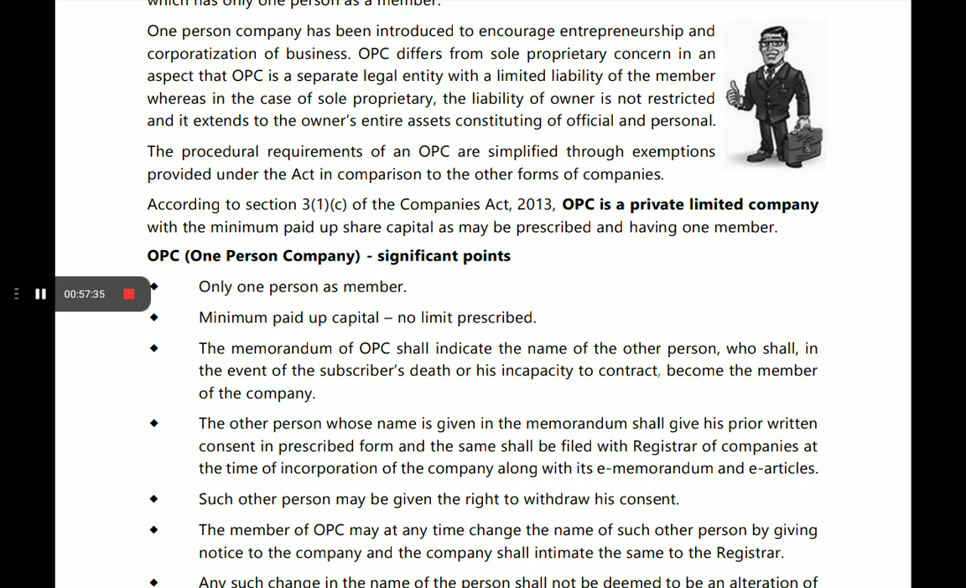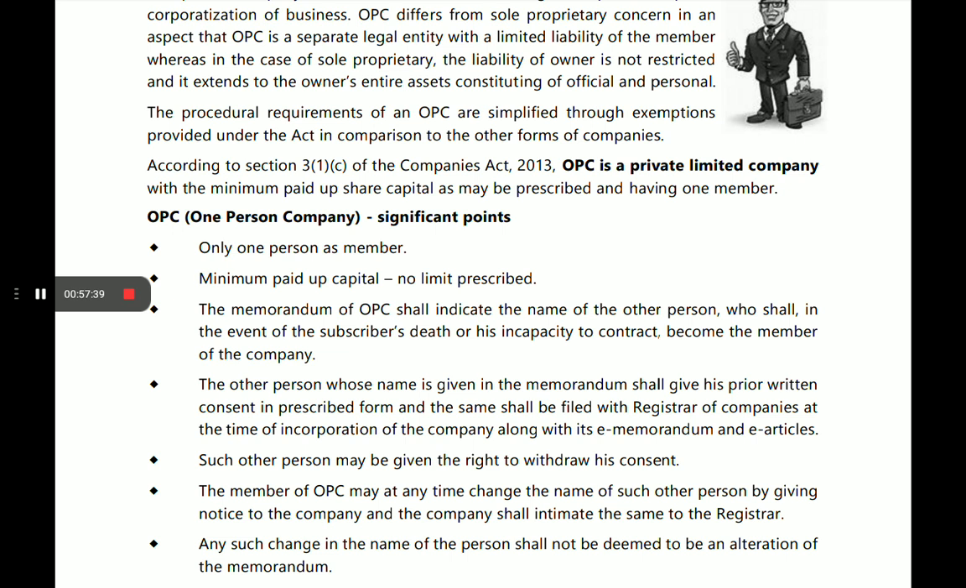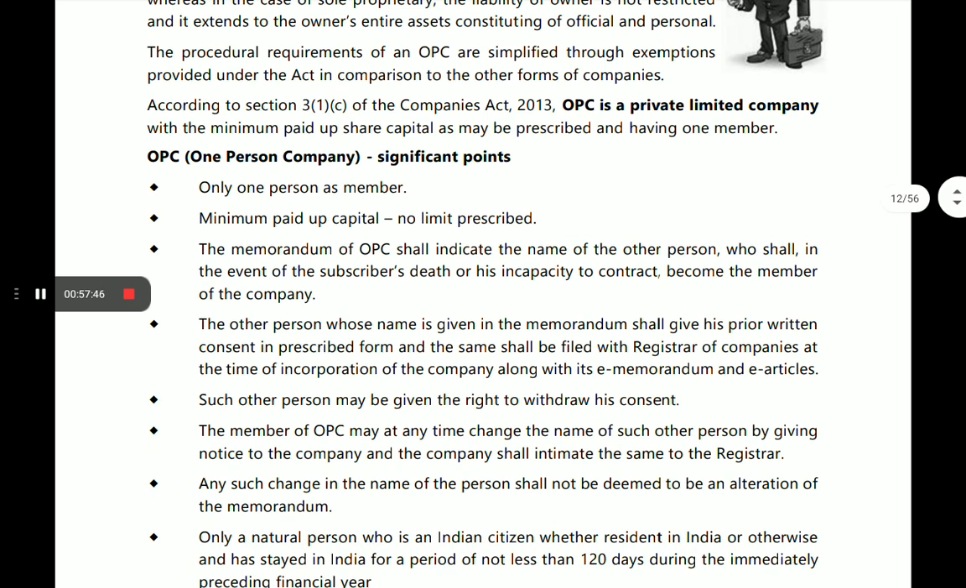OPC, one person company. Significant points: only one person as member. Minimum paid up capital, no limit prescribed. The memorandum of OPC shall indicate the name of the other person who shall, in the event of the subscriber's death or his incapacity to contract, become the member of the company.